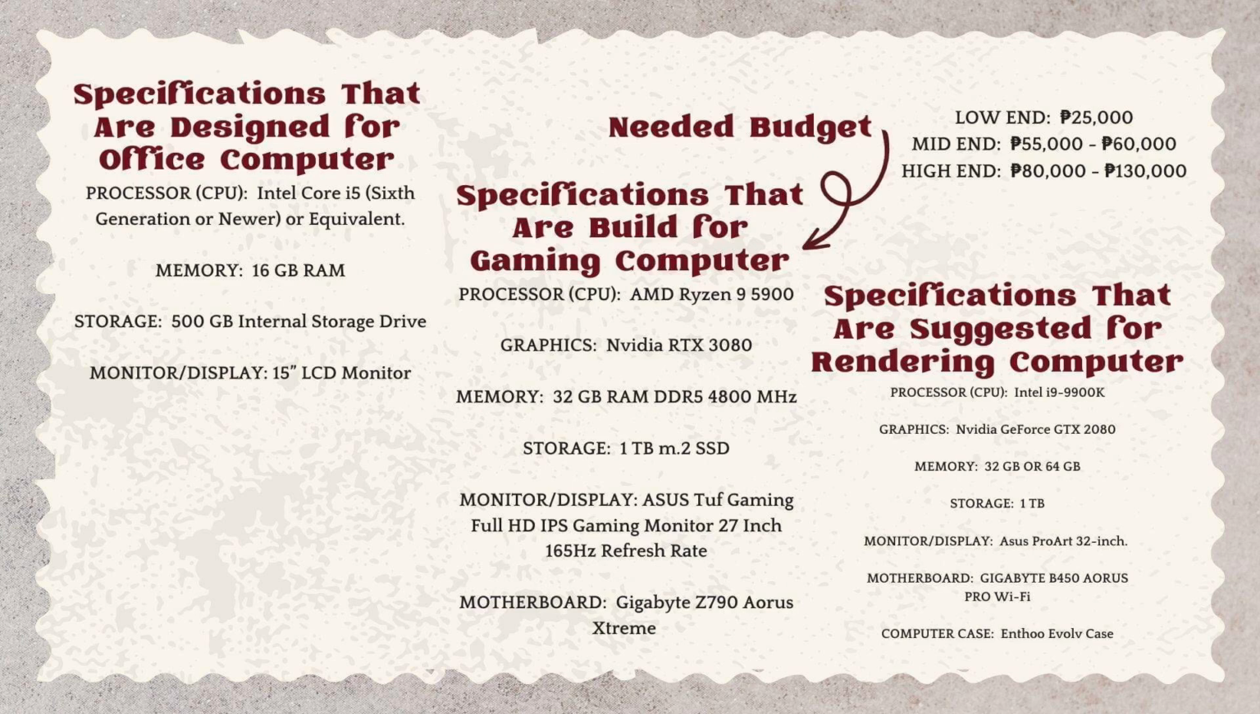For video editing computers, you would need an Intel i9-9900K processor. For graphics, you would need the NVIDIA GeForce GTX 2080. For memory, you would need 32GB or 64GB. For storage, at least 1TB. For the monitor, you would need an Asus ProArt 32-inch monitor. For the motherboard, you would need a Gigabyte B450 Aorus Pro Wi-Fi. And for the computer case, you would need an M2 Evolve case.